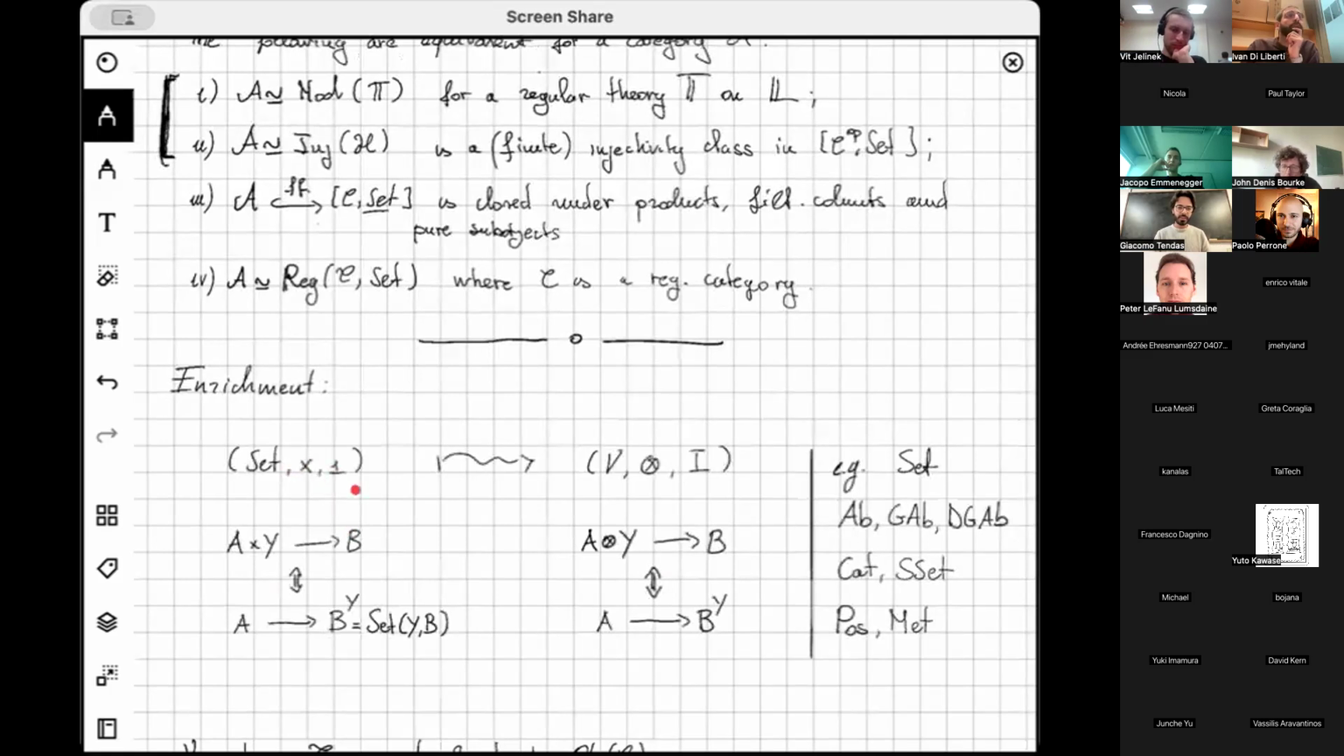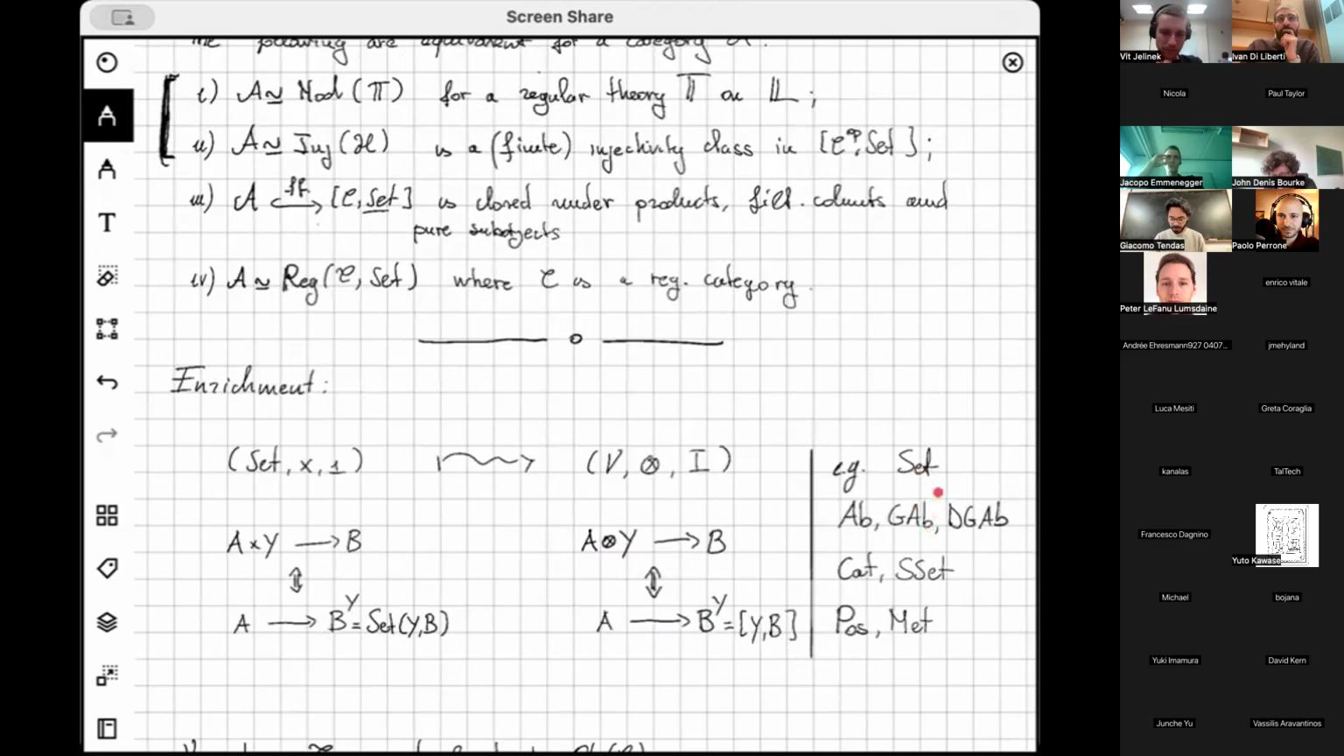We replace Set with a symmetric monoidal closed category V, whatever you want. Closure is important for us because, as we'll see below, we will really need this property of objects being exponential in some sense. So we want a bijection between maps from A tensor Y into B and maps from A into B^Y, for a certain object B^Y, which is usually also denoted like this.